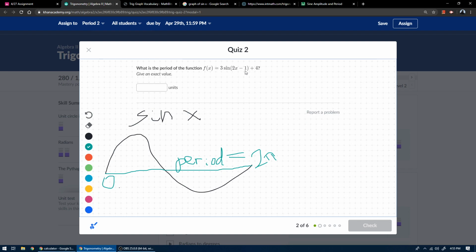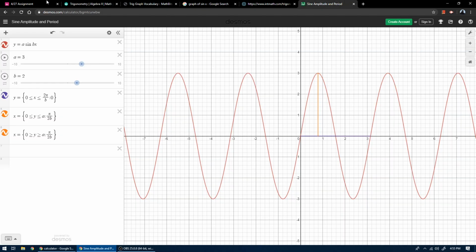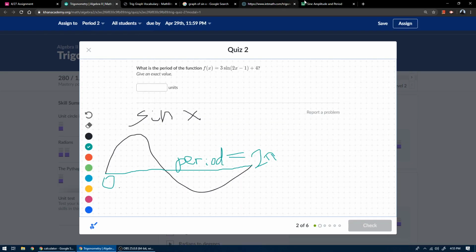So B will be 2 here. I don't really care about these. These will just shift it. I do care about amplitude. This will be the amplitude. This will be the period. Well, sorry, these will help us find the amplitude and the period.